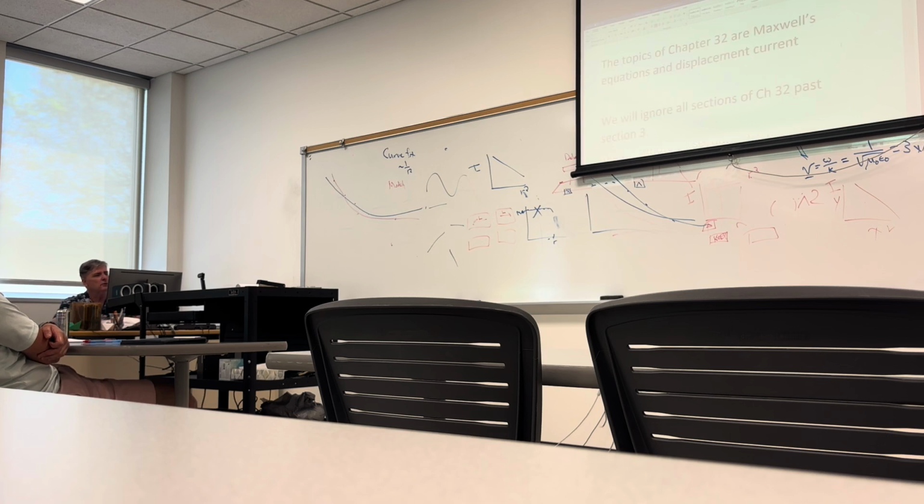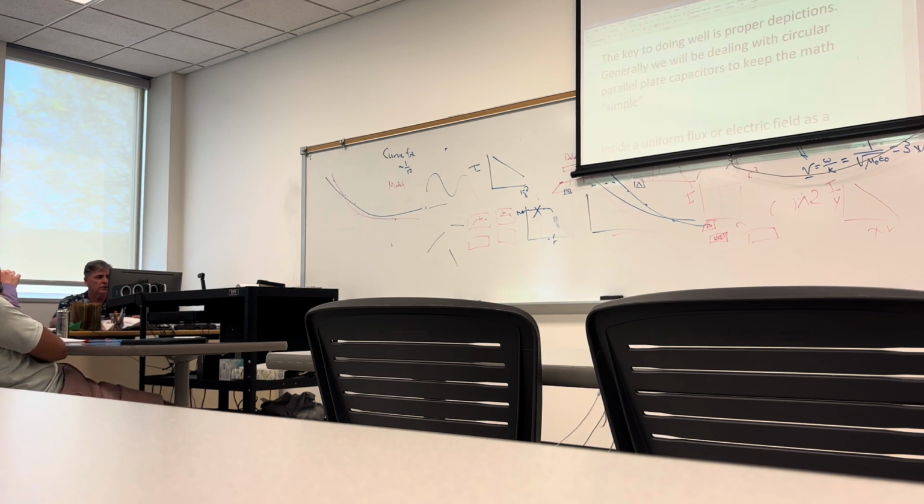Topics of chapter 32 are Maxwell's equations and displacement current. We will ignore all sections of the paper book past section 3. Section 3 deals with the different types of magnetism, right? Paramagnetism, ferromagnetism, and diamagnetism. Basically magnetism is explained as well through this, but we don't cover it because the math gets much more complex. It basically tells you 3 different ways magnetic materials behave. The key to doing well is proper depictions.